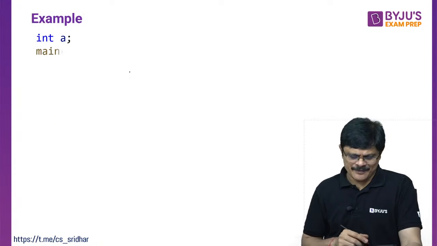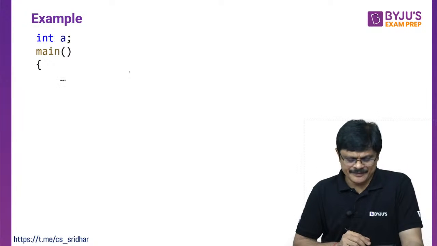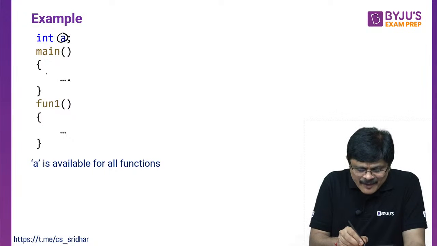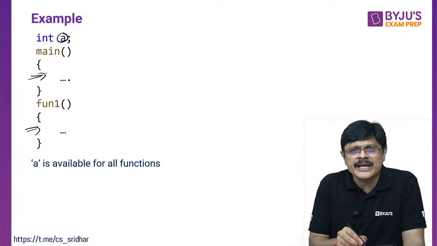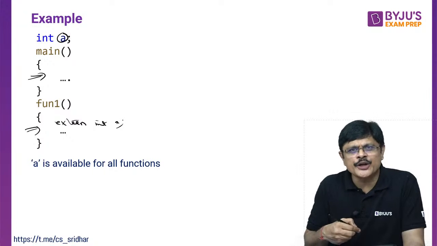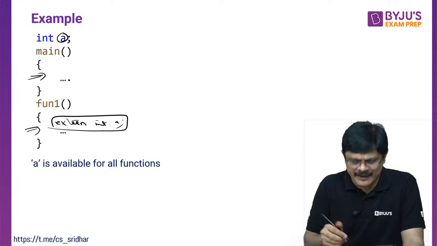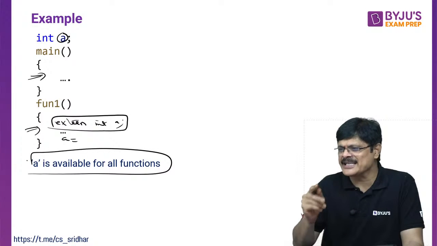So let us take one example. You have a global variable, of course you can write hash include also, sir. Main function, some nonsense. Function 1. Now this a is available inside this. Here I can use this a. If you want to use a, directly you can use it, or if you want you can say extern int a and use it. Without writing this also you can use it within the same file. Even if you don't write it, by default it is considered as extern int a, my dear friend, and this a can be used or is available for all the functions.